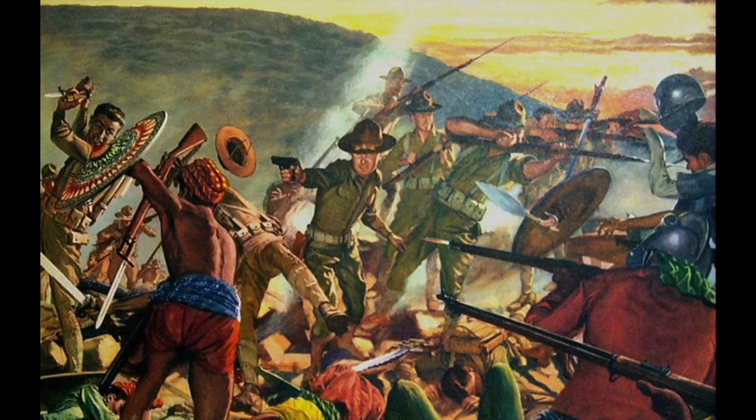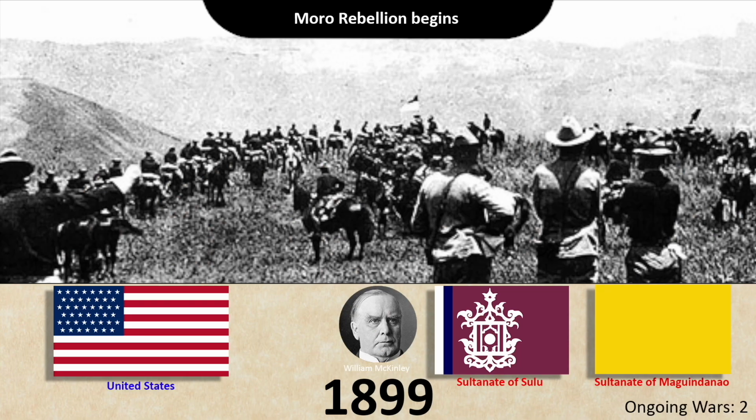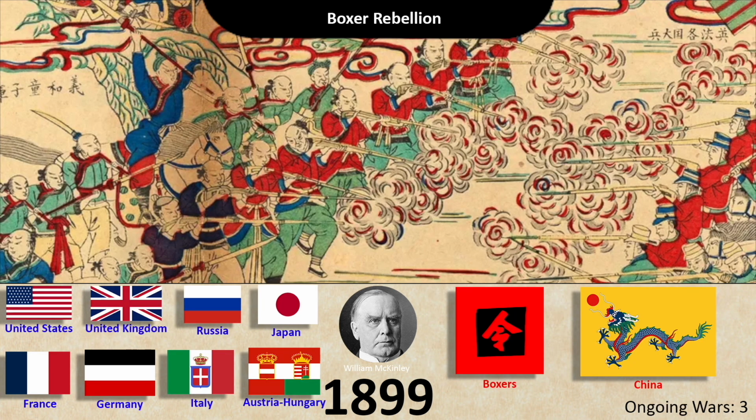and they would invade Moro land. Yeah, and then the Moro Rebellion would begin. Now, the same year, in 1899, we'd get the Boxer Rebellion, and this was an anti-foreign, anti-colonial, anti-Christian uprising in China that began in 1899.